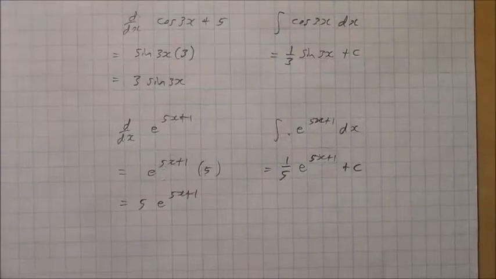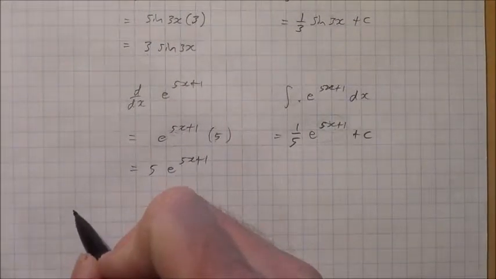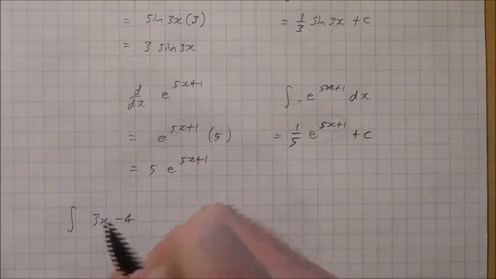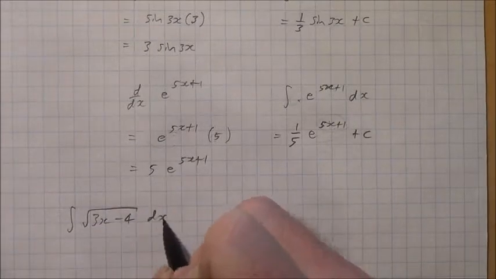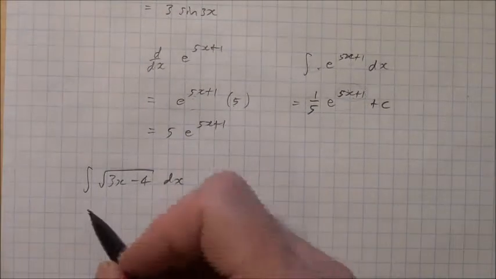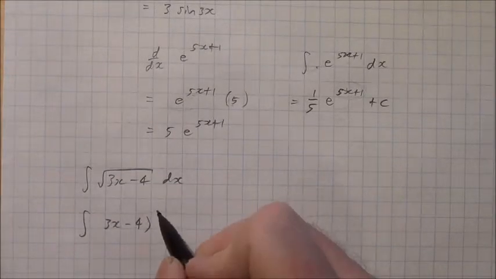Okay, so let's now take a look at another example. We'll take the integral of 3x minus 4 and the square root of that. Well, I like to rewrite these roots as exponents, so that's going to be an exponent of 1/2.